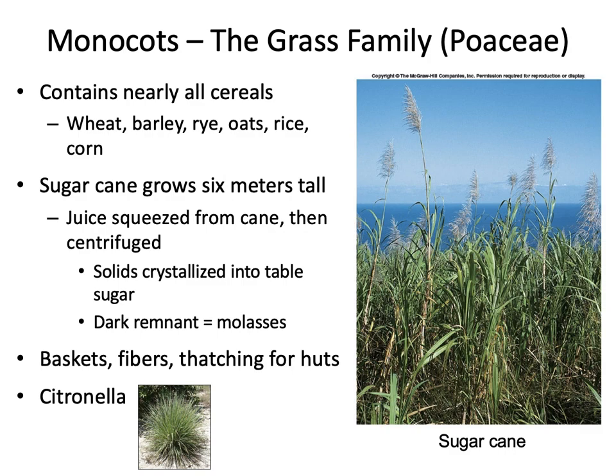Then we take that juice and we centrifuge it, and the solid crystallized substances are going to centrifuge to the outside, and we can use that as table sugar, and then the dark stuff at the bottom is the molasses. Grasses can also be used for basketry, fiber arts, and thatching for different building structures. Now, in the summertime, you might burn a citronella candle at your campsite or on your balcony because you want to keep the bugs away. And that citronella chemical comes from the citronella grass.